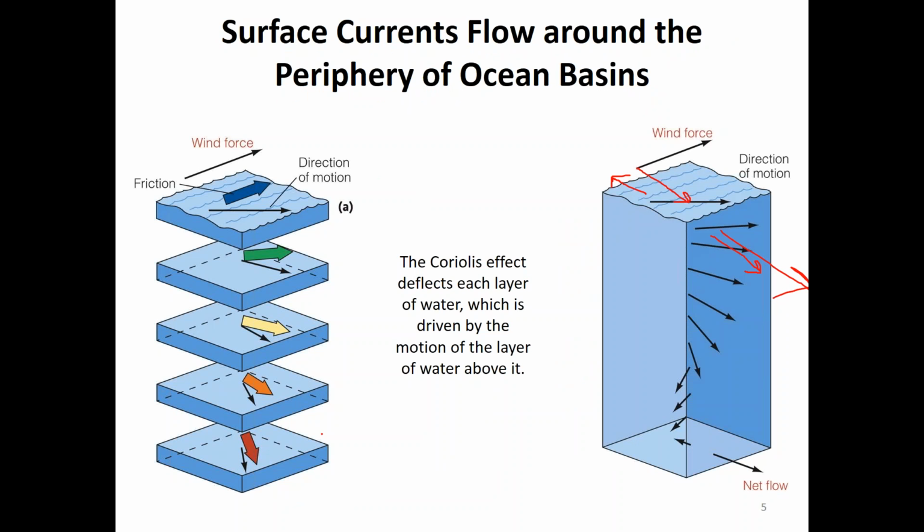Any questions? So basically, the Ekman spiral is a product of the Coriolis effect, and the end result of the Ekman spiral is the Ekman transport. And according to the Ekman transport, the net flow of water is perpendicular to the direction of the wind. Okay? And why is it perpendicular to the direction of the wind? Why isn't it the same direction as the wind? Well, it's because of the Coriolis effect.